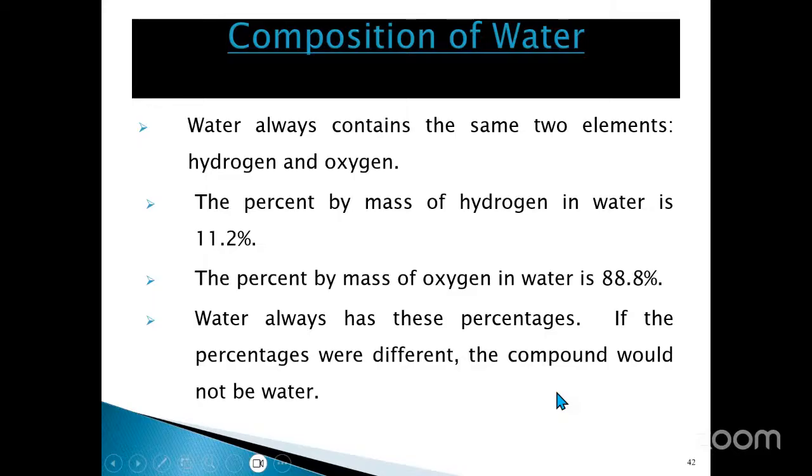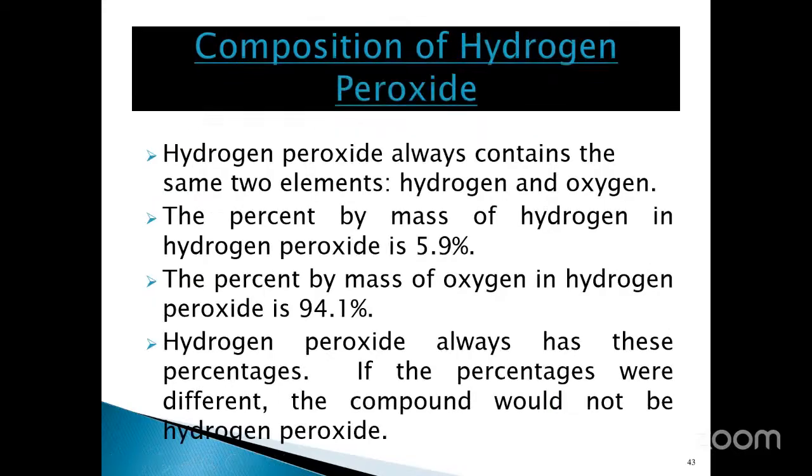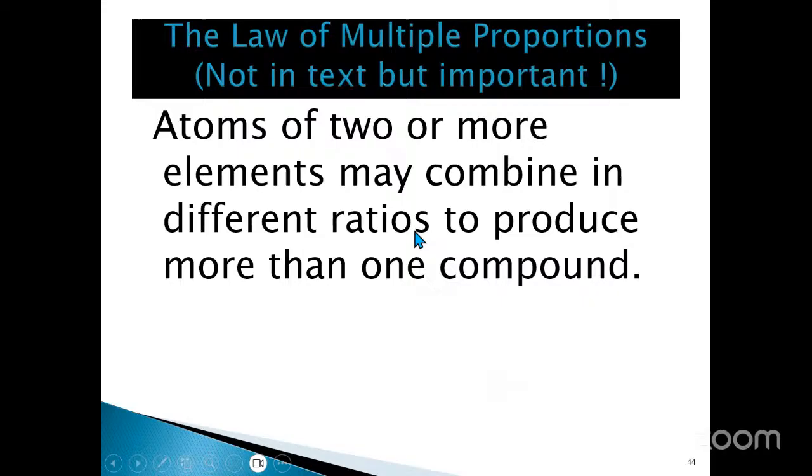Okay, now hydrogen peroxide is also made up of hydrogen and oxygen. And if you were to break it down into its constituent elements, you'll see that 94.1% would be oxygen, and 5.9% of it would be hydrogen. And again, those percentages are fixed for hydrogen peroxide regardless of its source, right? If you get a compound which has different percentages for these elements, then you know that you're not dealing with hydrogen peroxide, right? So that's one law, right? The law of definite proportions.